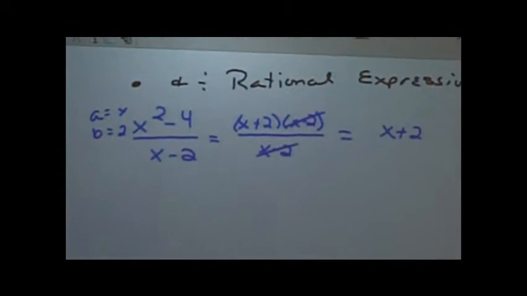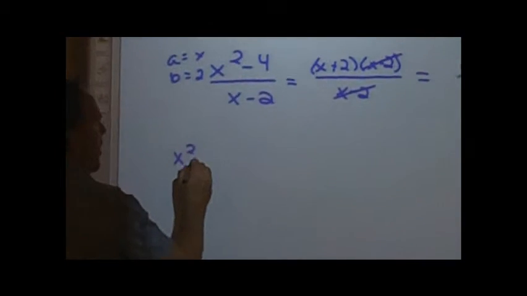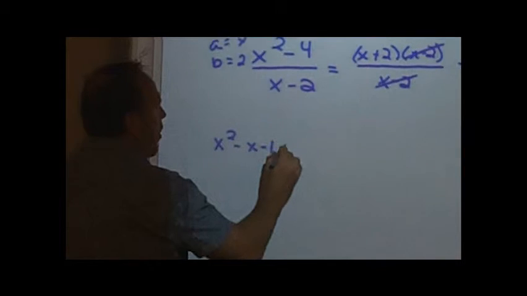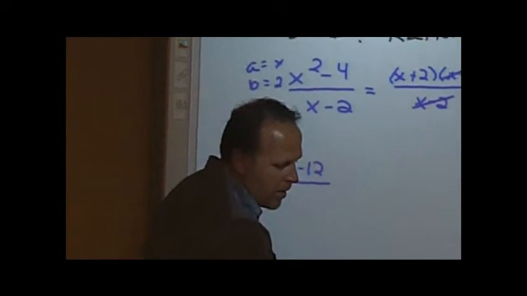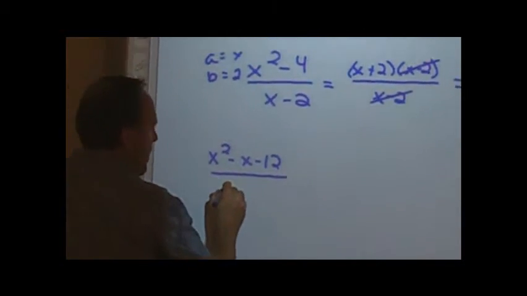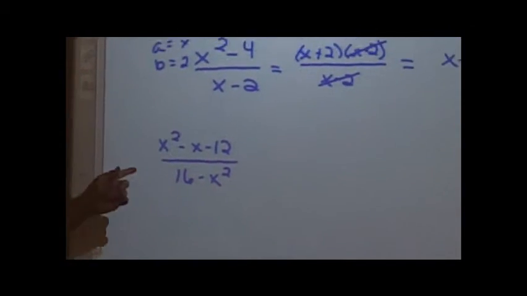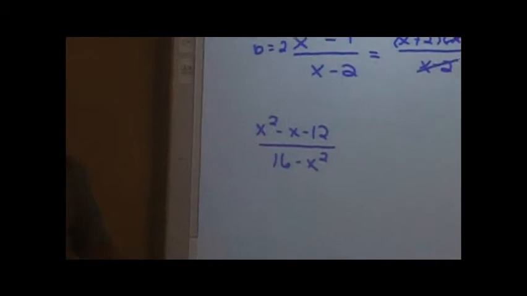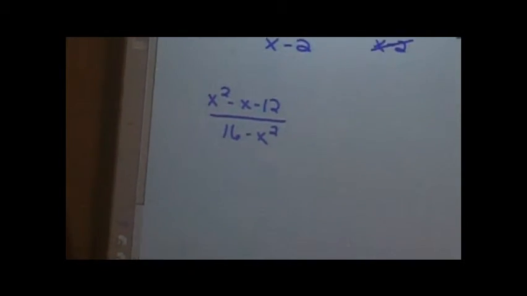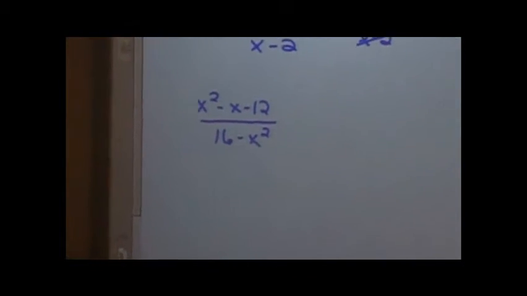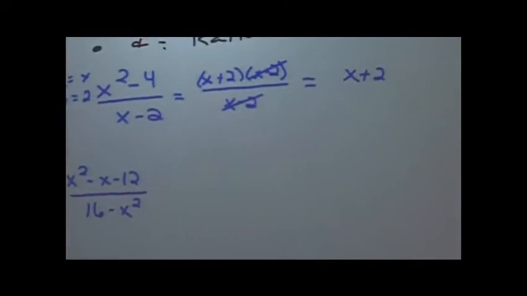We got x squared minus x minus 12 divided by 16 minus x squared. Can we switch that to x squared minus 16? If you switch it, you got to do what? Negative x squared plus 16 because the signs have got to stay the same. Oh, really? Yep. Okay, so we're going to leave it like this.